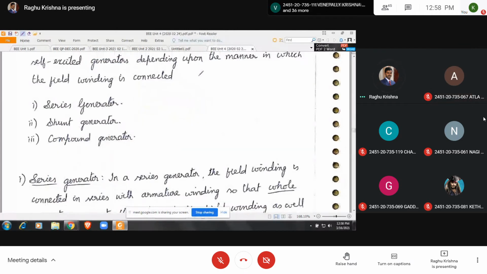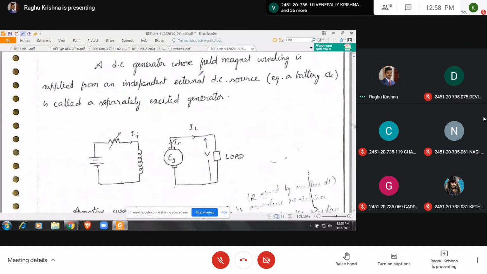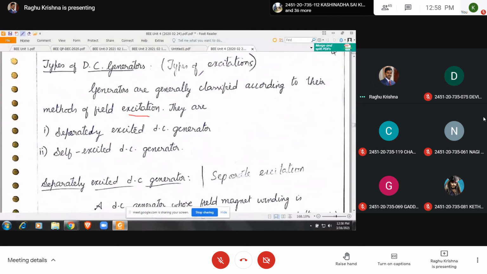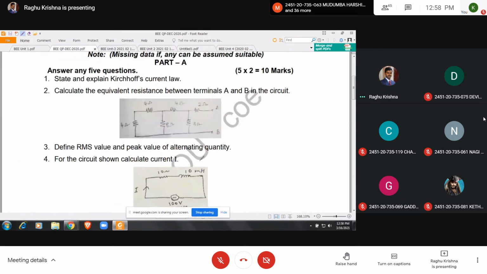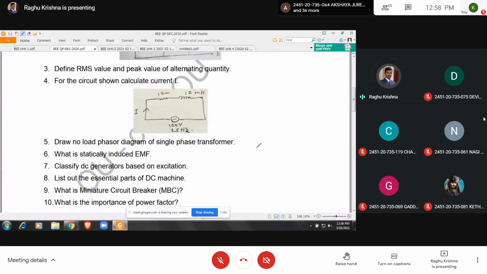So you can write this one. The first one is separately excited DC generators. The second one is self-excited DC generators. In self-excited DC generators you can write the other different types. Sir, we have to write the matter also, sir? Matter is not required. Based upon the marks, you write the answer, because you have to manage the time also. This is only 2 marks. For 2 marks, if you write just the titles, it is enough.